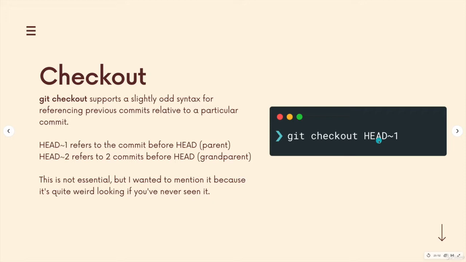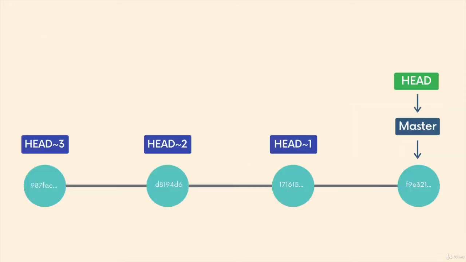Think of it as HEAD minus 1. HEAD~2 is whatever comes 2 commits before HEAD, the grandparent commit. So if this is where HEAD is, if I check out HEAD~1, it's the previous commit. HEAD~2 is this commit. 3 is this one. So I don't use this all that often, but sometimes if you have a reason to reference what you did in the last commit, and you don't want to go look up that commit hash, you can still very easily reference it with HEAD~1.